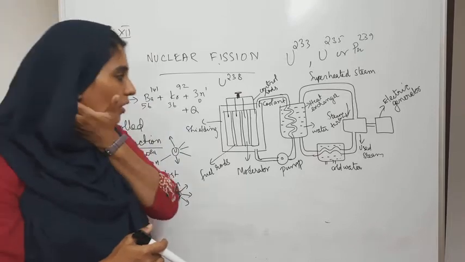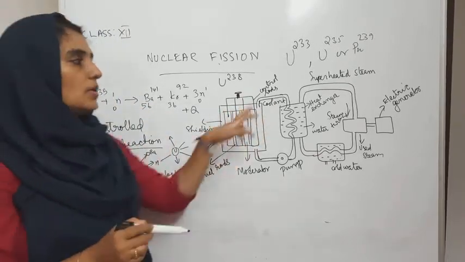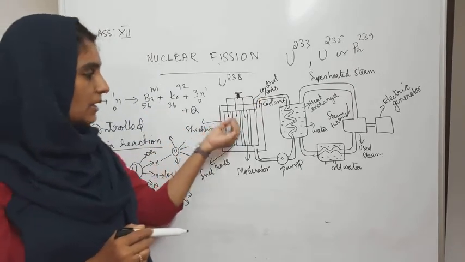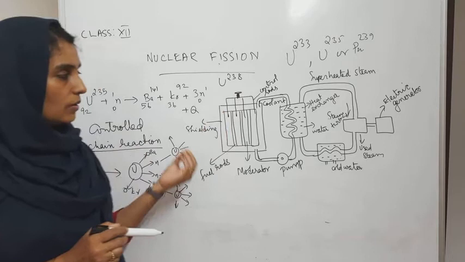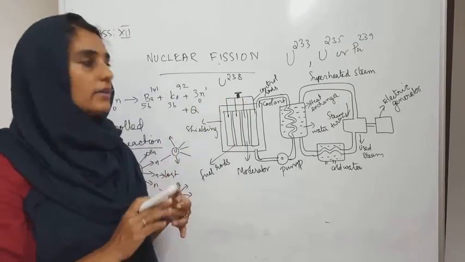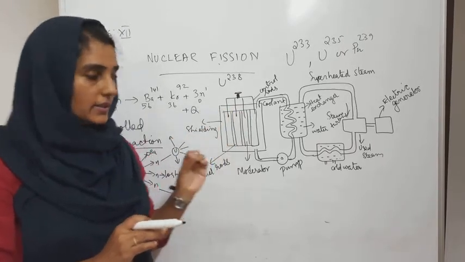So the control rods are inserted from time to time in order to absorb the fast moving neutrons which are produced inside the reactor core, and usually the control rods are made of heavy water or graphite. They are used to control the reaction.